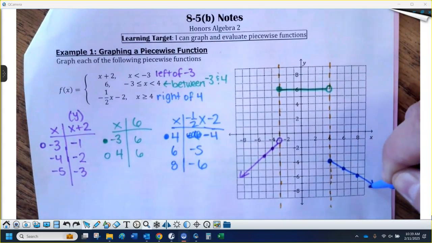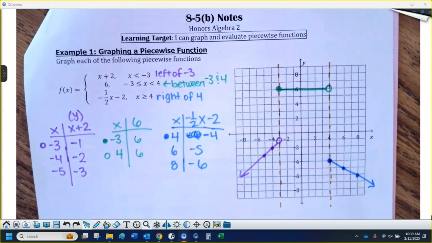But that third piece should be a ray that points to the right. None of these should overlap. You should just have one piece in each section. If they go into the other section, then maybe you weren't following the domain values you were supposed to use.